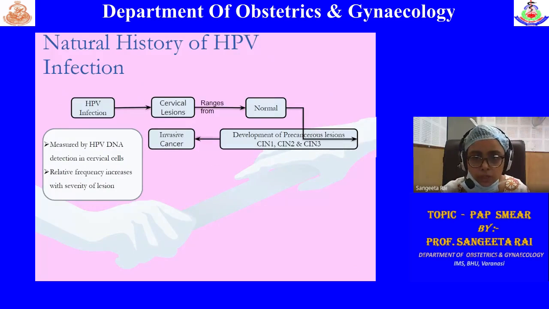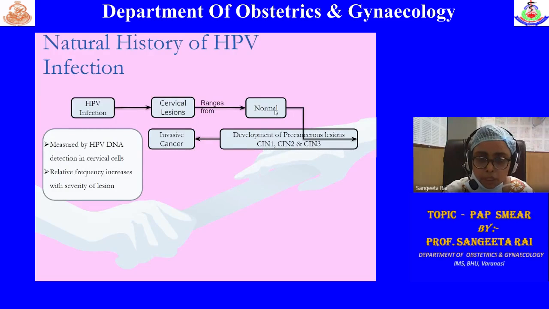So coming to the natural history, as we all know, if there is an infection either with the human papilloma virus or by continuous high risk factors, the main causative agent is human papilloma virus type 16 and type 18, which causes cervical lesions. It may be normal, and if the immunity is good, the normal epithelium is well maintained.